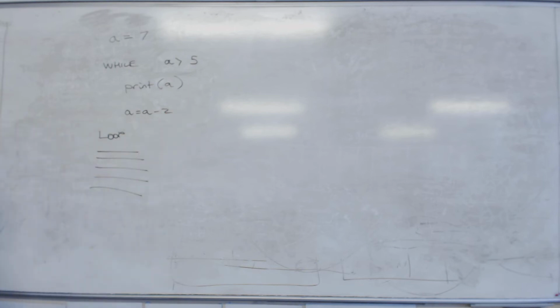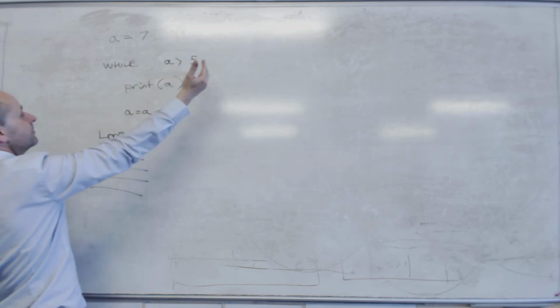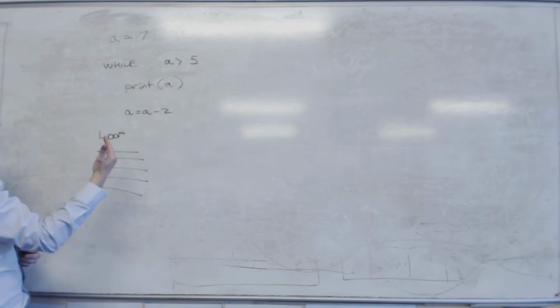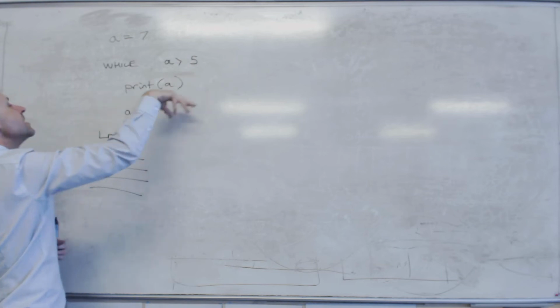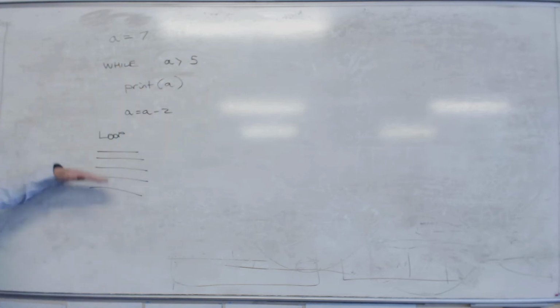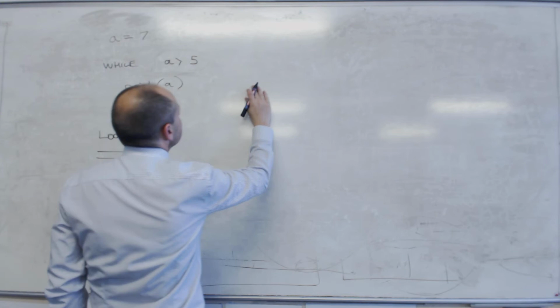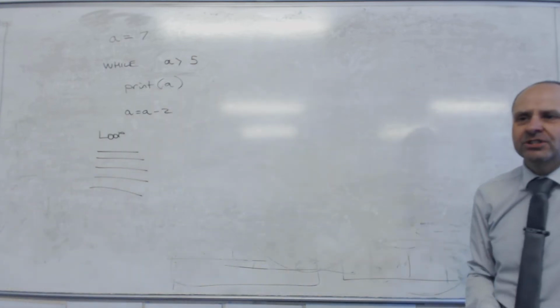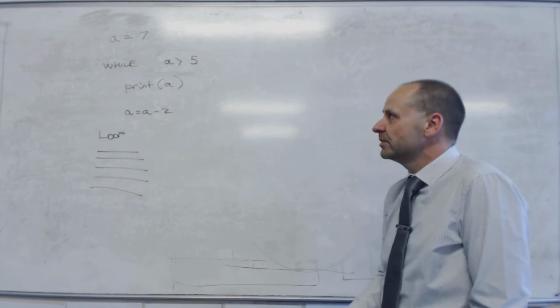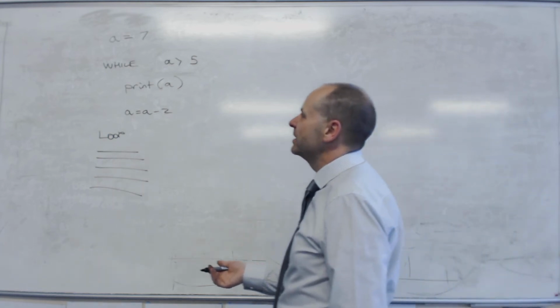So in this case, what I'm going to do is I'm just going to say a equals a minus 2. So I'm reducing the value of a. So it starts bigger than 5, so eventually, hopefully, we'll get to a point where this is no longer true, and then we will carry on the lines. In order to prove that, we need to trace this code. You might need to do this in the exam. You might get given a bit of code, and they'll say, how many times does this execute, or what are the outputs? So let's have a look at how we trace it.